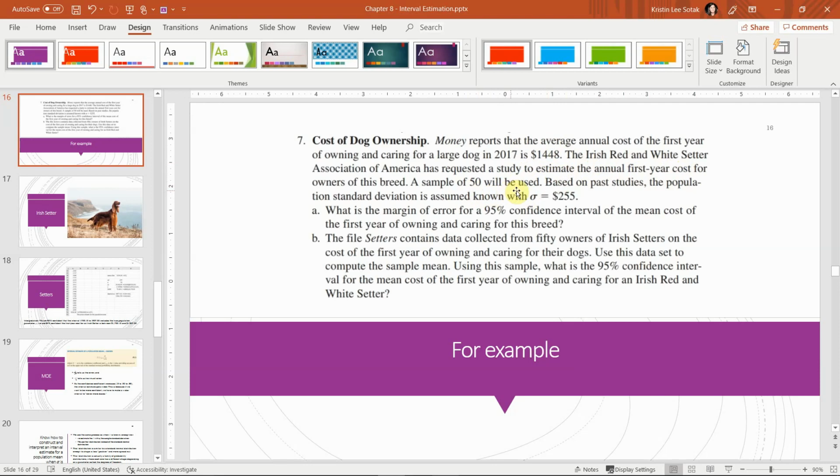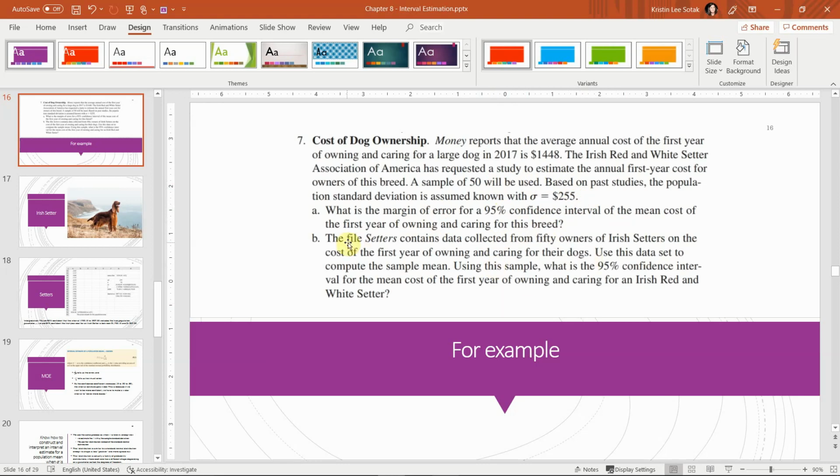The Irish Red and White Setter Association of America has requested a study to estimate the annual first-year cost for this breed, using a sample of 50 people. Based on past studies, the population standard deviation is assumed to be known, with a standard deviation of 255. So this is an example where we're looking at the population mean and we know the standard deviation of the population. They want to know the margin of error at 95% confidence.